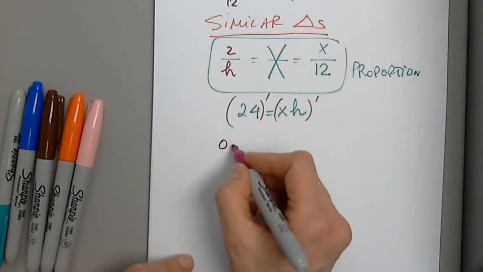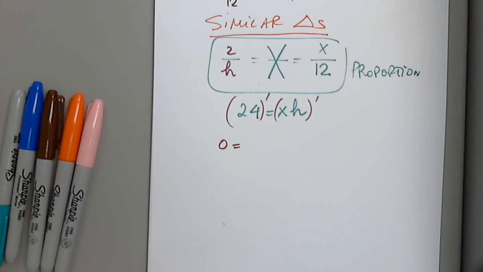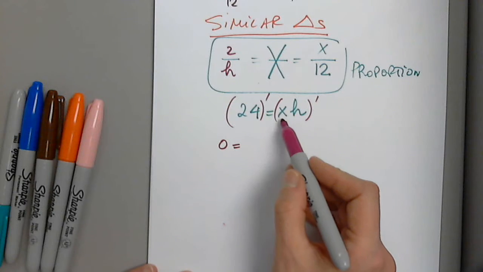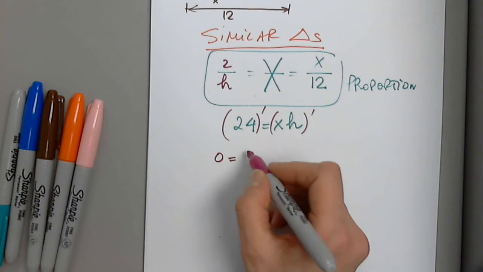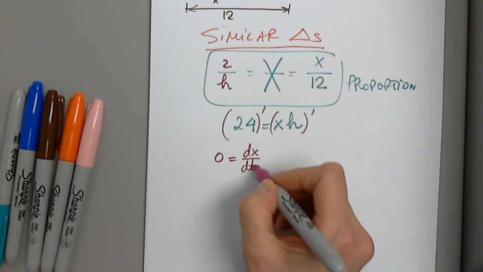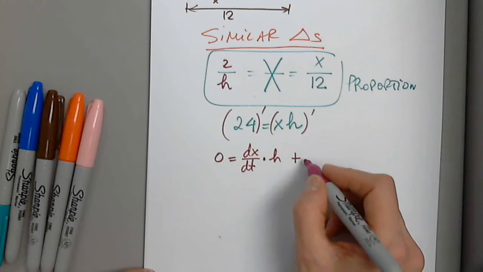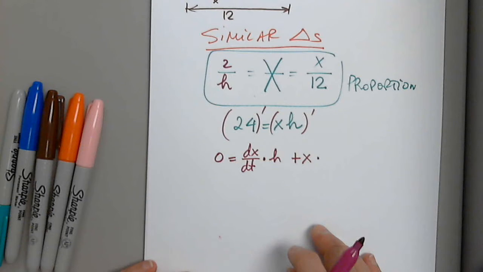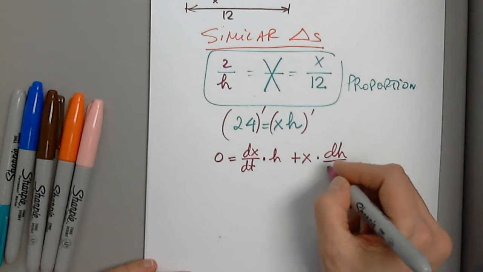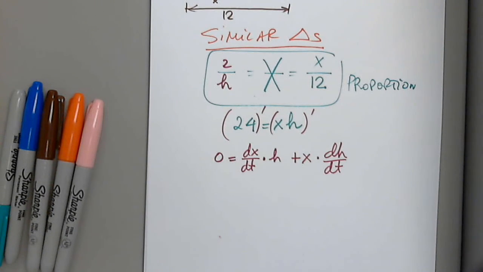So the left-hand side is 0, but the right-hand side, yes, the first function prime, dx over dt times H plus X times dH over dt. Now you see how important it is to use this notation. I know it would have been much easier, X prime, H prime, but it's not a good idea.